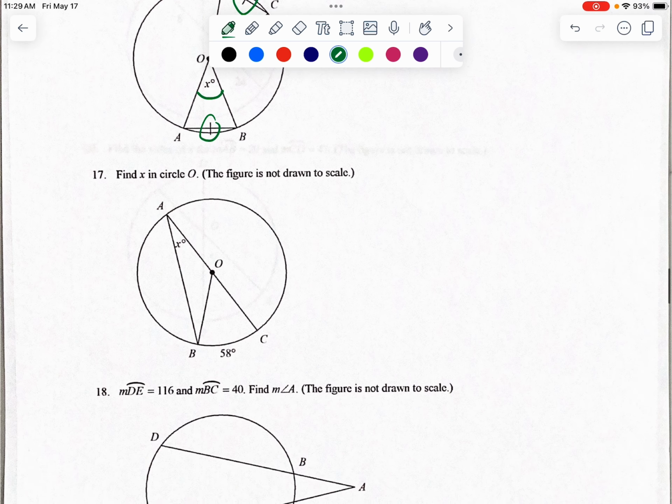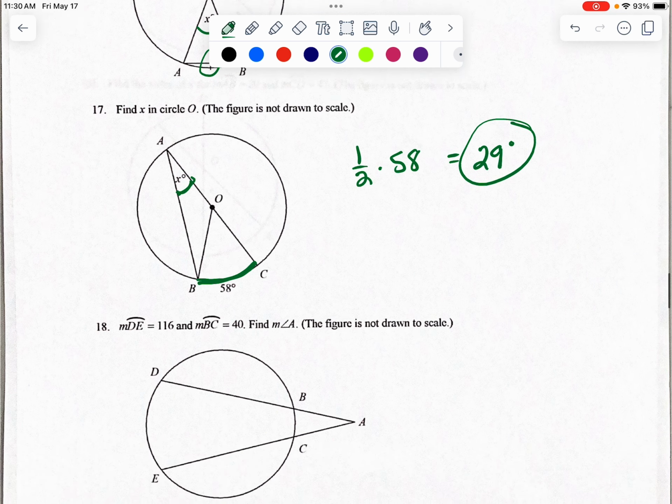Number 17, x is an inscribed angle. You're given the arc that it intercepts. Remember, the arc is 2 times, so I need to find a half of 58. Excuse me. Yeah, 29. Just double checking myself. I'm going in a hurry, so I have a tendency to make mistakes. So 29 degrees is the value of the angle there at A.